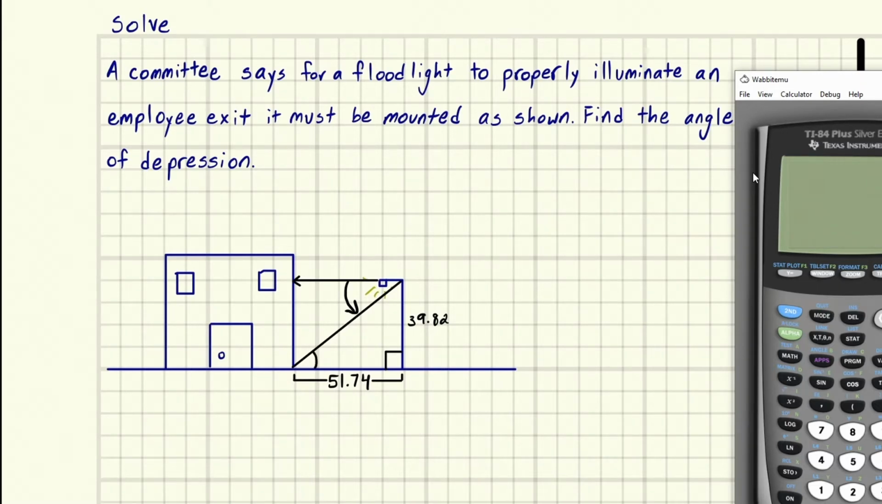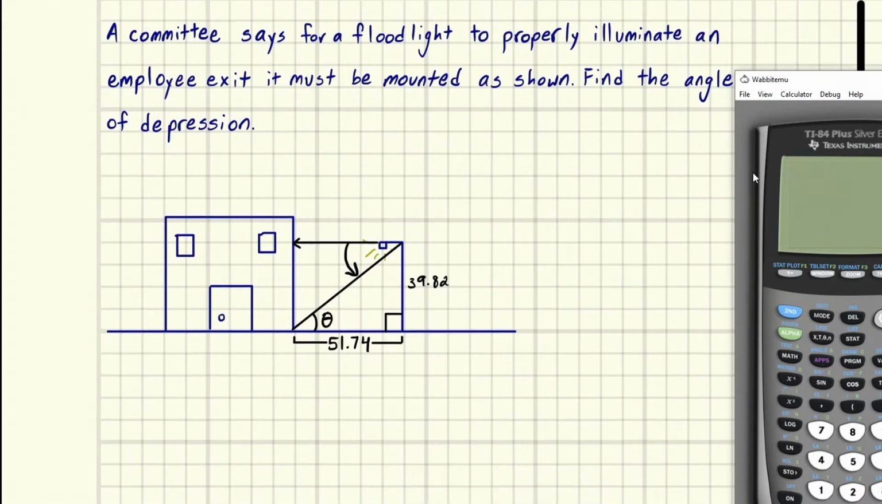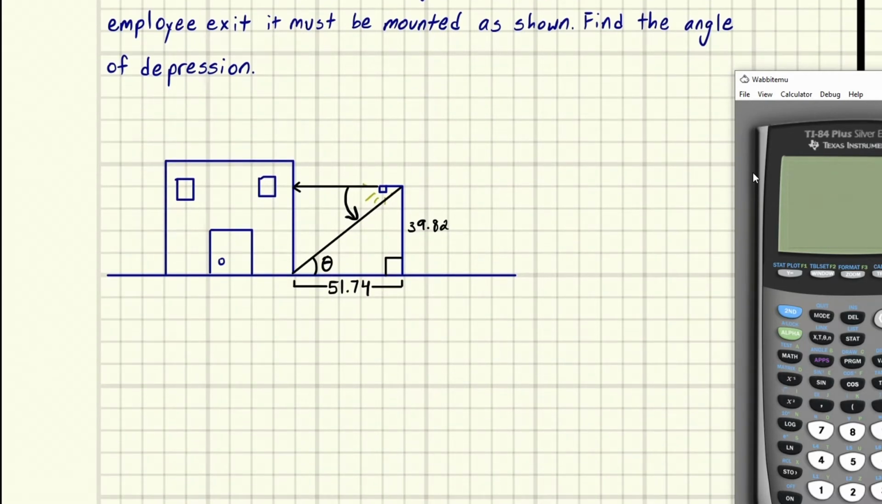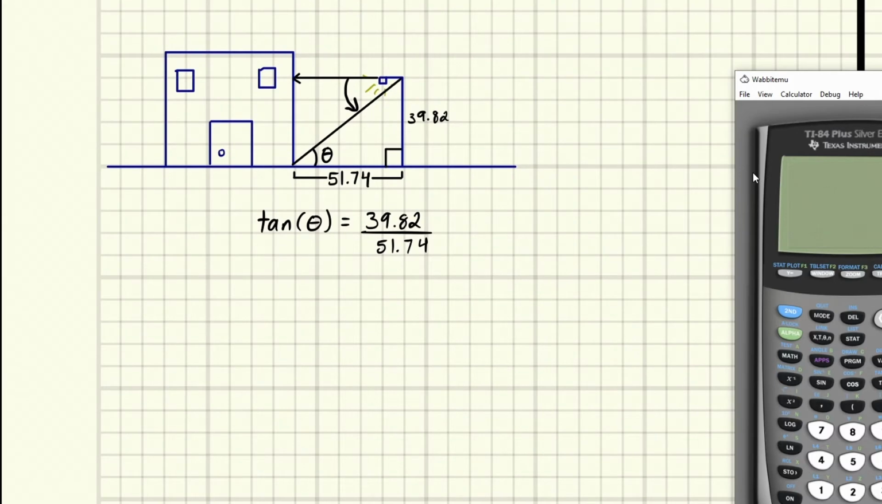So this angle, let's give it a name. Let's call it theta. So theta is defined by a thing that is adjacent to it and a thing that is opposite it. And so when you think of that, you should be thinking of tangent. So tangent of theta is equal to opposite 39.82 over adjacent 51.74. Now we can use an inverse function to exchange the places of theta and this ratio.